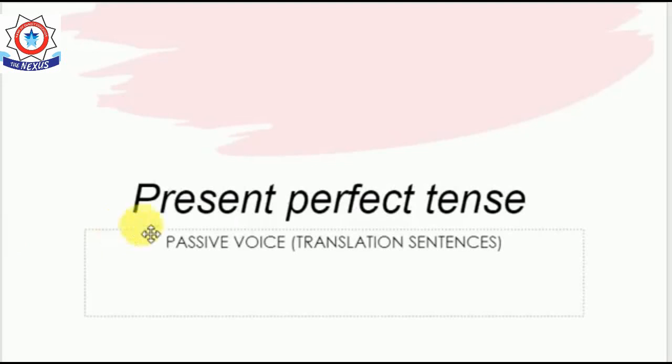Then move towards the present perfect tense passive voice. Previously we studied the present perfect tense active voices. Now we are going to learn about the present perfect passive voice. These are, first of all, the translation sentences.